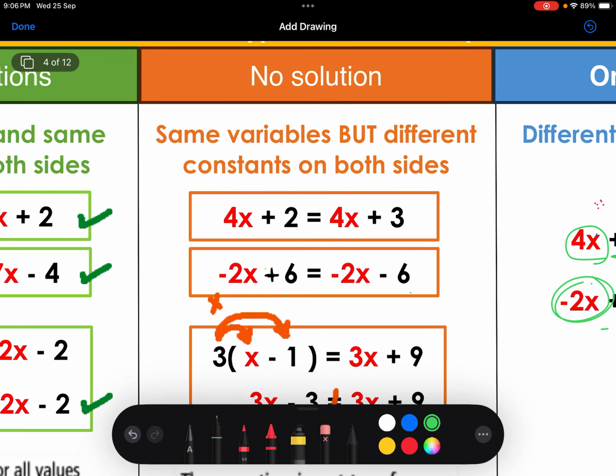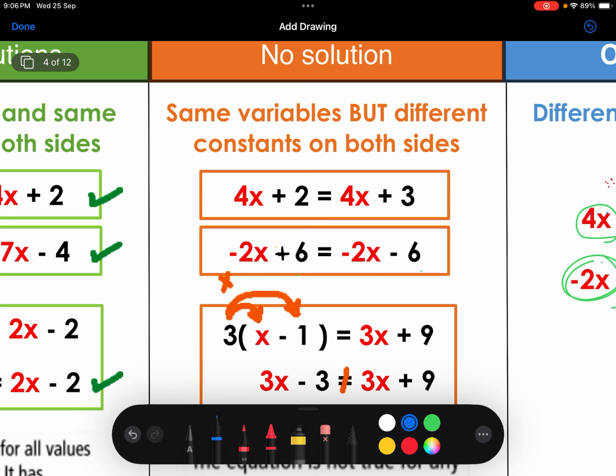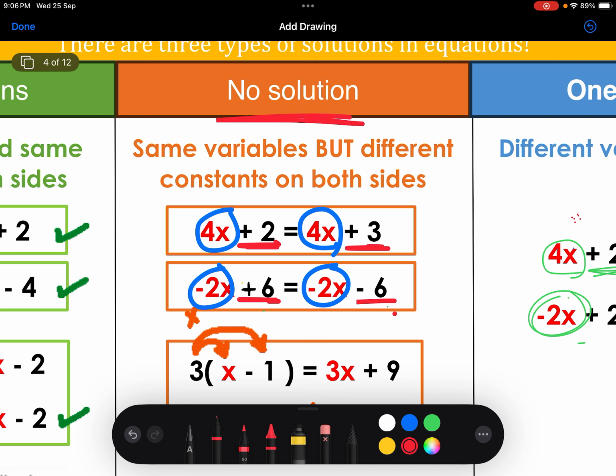Now the no solution equation is basically an equation where you also have variables on both sides, but they are the same variable. What is different is the numbers are different. So again, they are the same variable, but we have different numbers. This is positive, this is negative. Although it's 6, it's still different because of the sign. In this case, we know right away just by looking at it that it's a no solution equation.